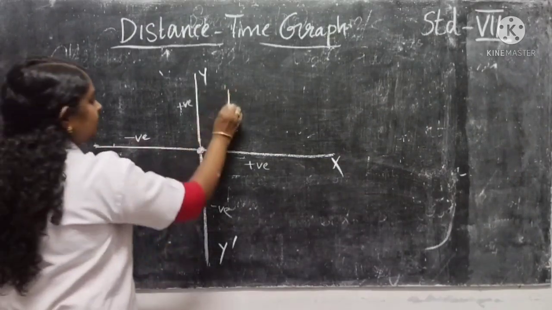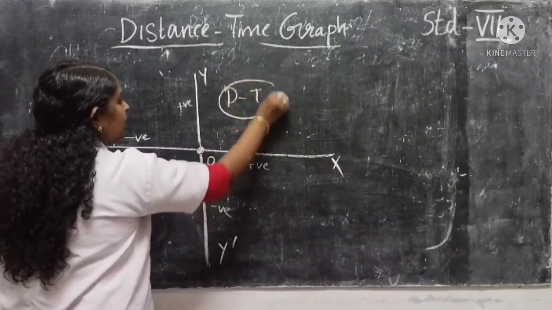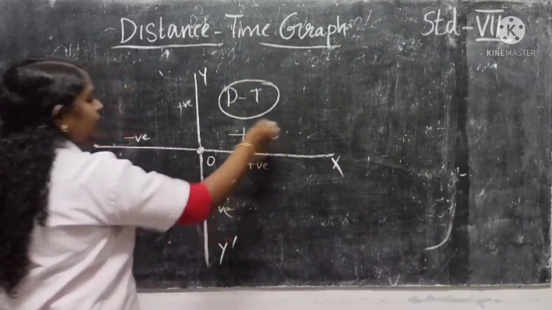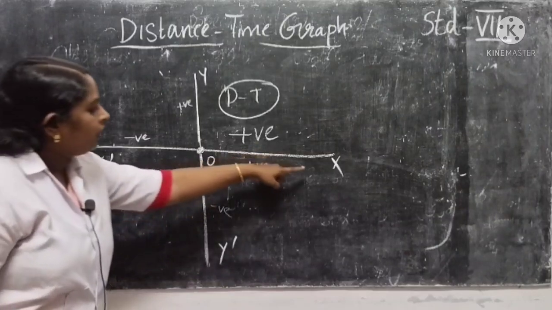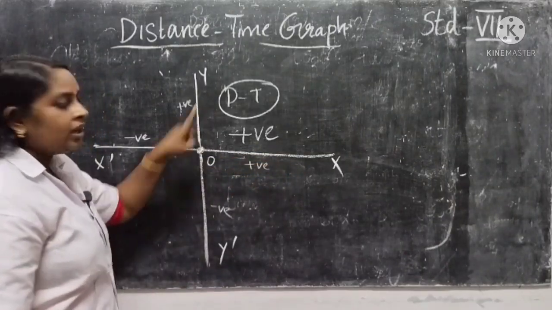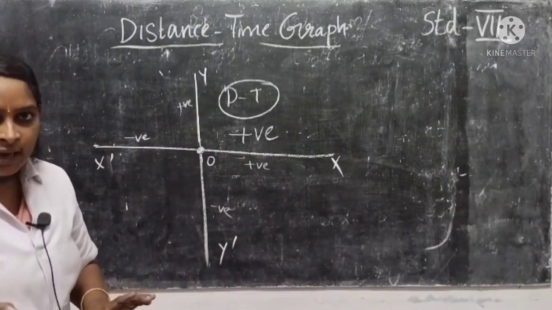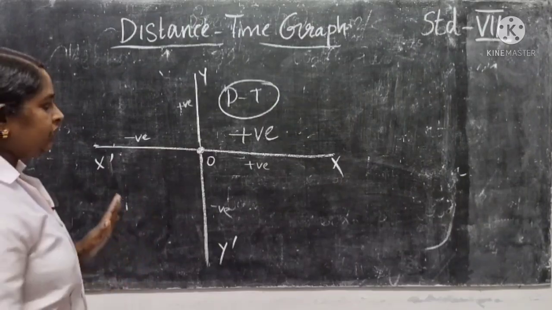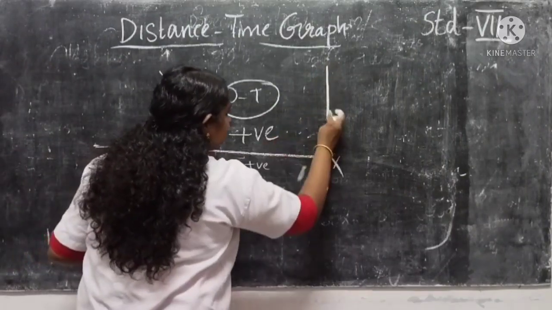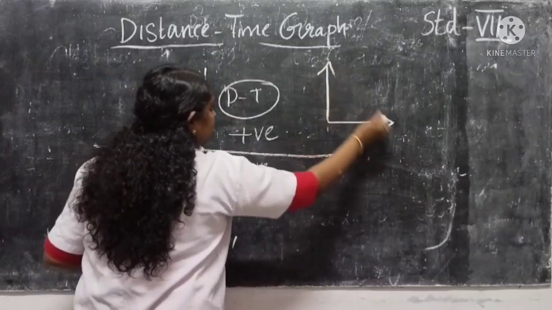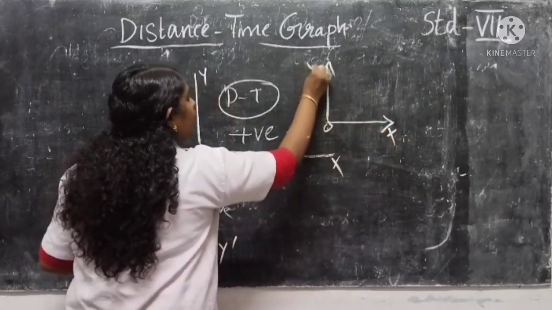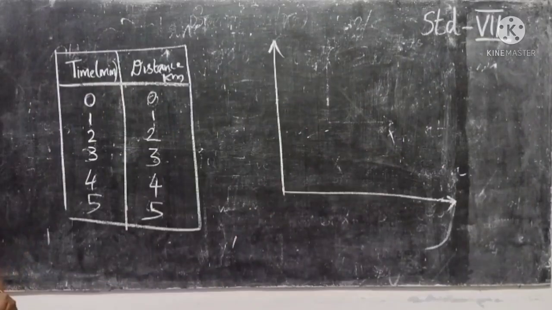In a distance-time graph we take only the positive values, that is, we take only OX and OY. Therefore the distance-time graph will be like this: X, O and Y.